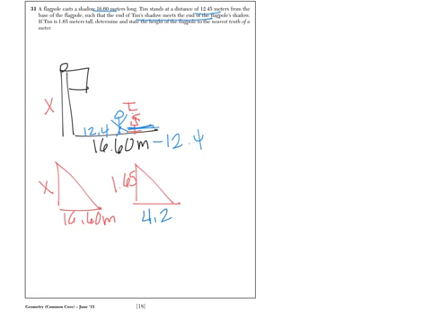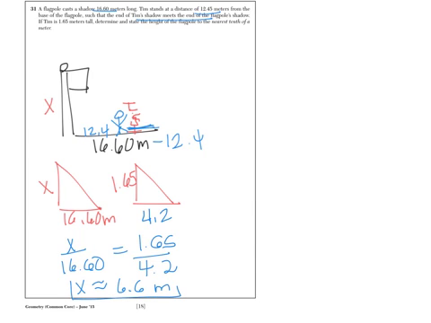So now we can set up a proportion. X over 16.60 is equal to 1.65 over 4.2. We have height equal to height, and distance of the shadow equal to distance of the shadow. So we're going to cross multiply here, and as a result we get x equal to approximately 6.6 meters. And we're using to the tenths, please, because that's what we were asked to do.